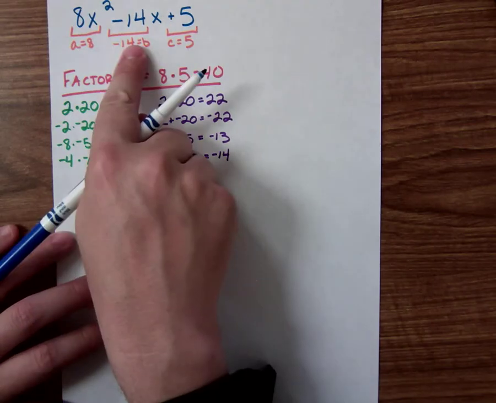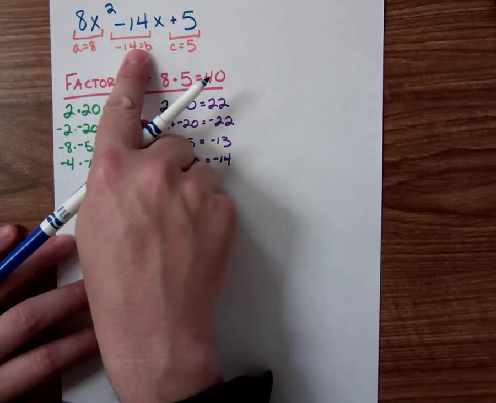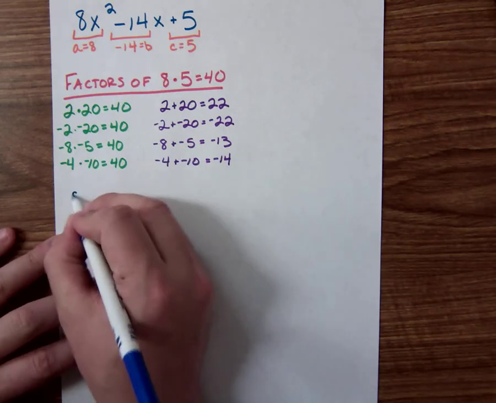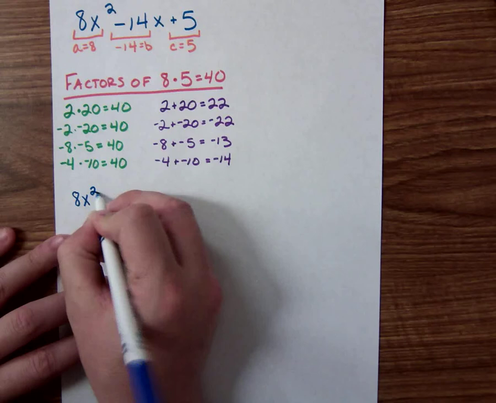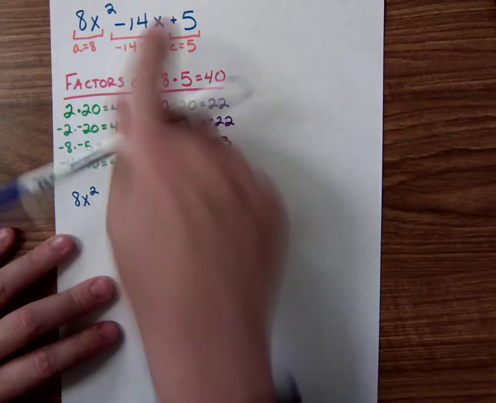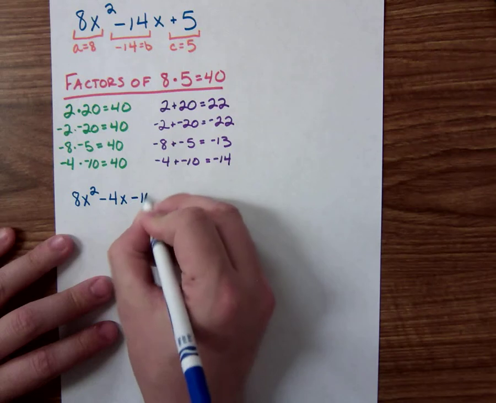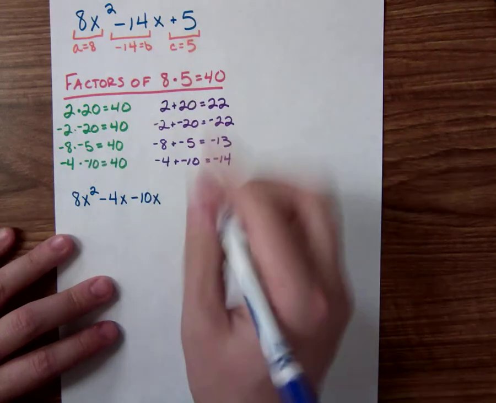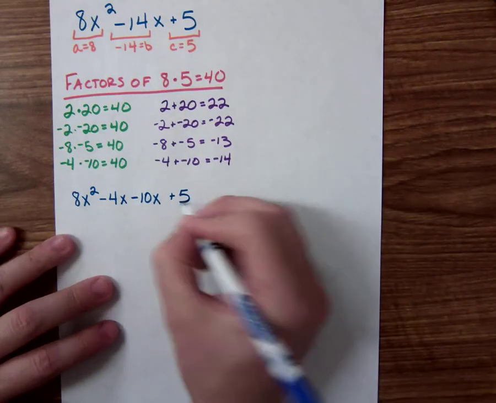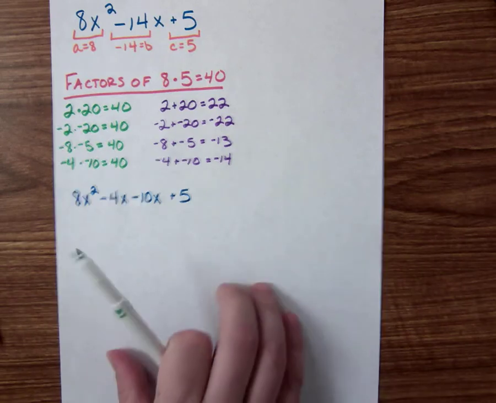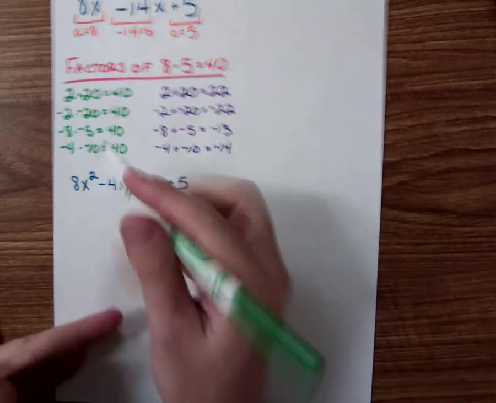Well, I take the negative 14x and I split it apart into two different terms, minus 4x minus 10x. So the 8x squared stays the same. Instead of negative 14, I have minus 4x minus 10x, and on the end, plus 5. Okay? Now we can actually factor by grouping. So let's take the first two.